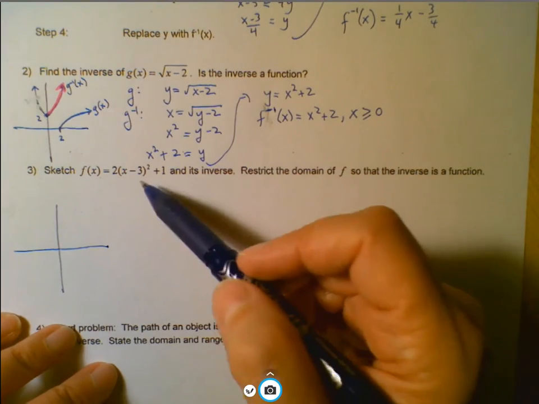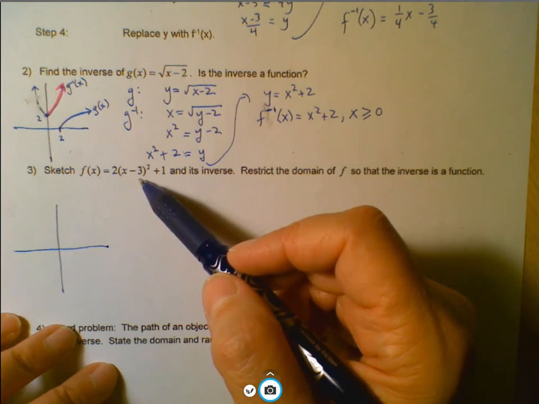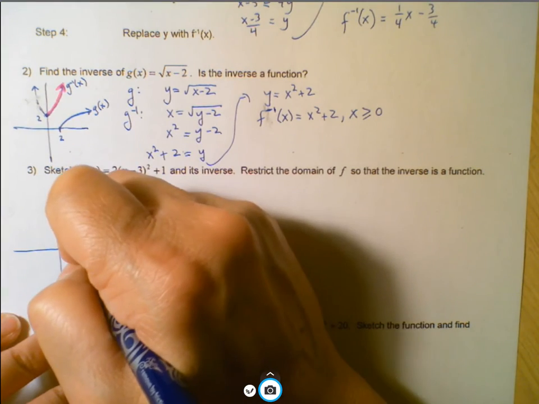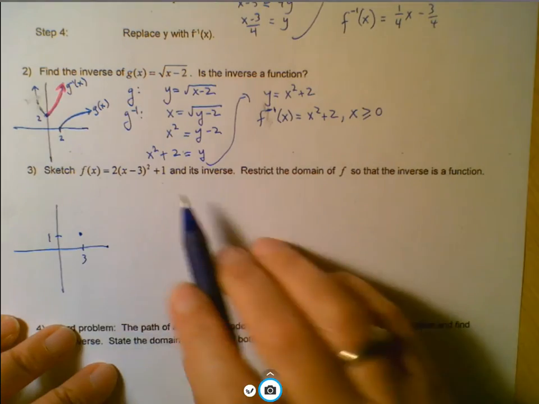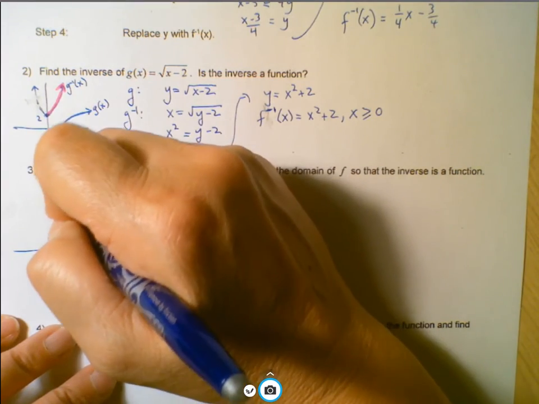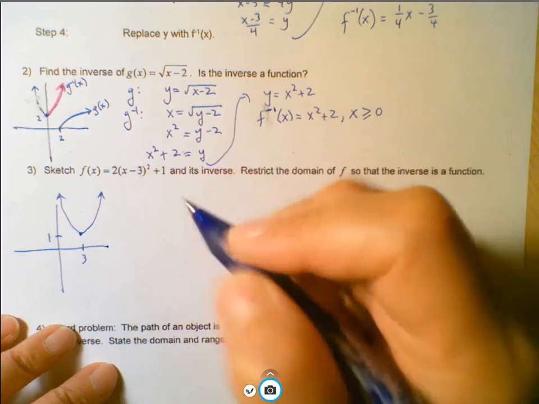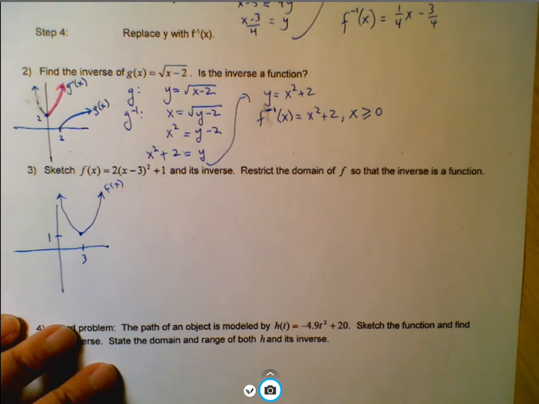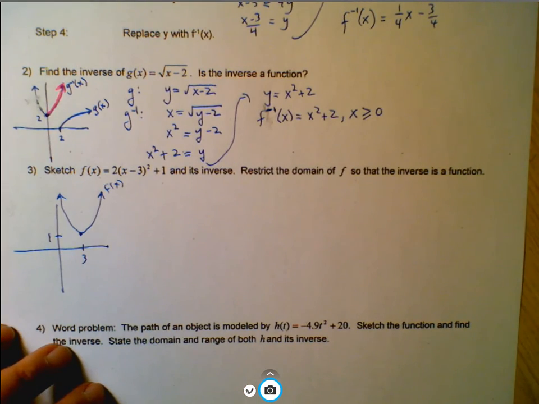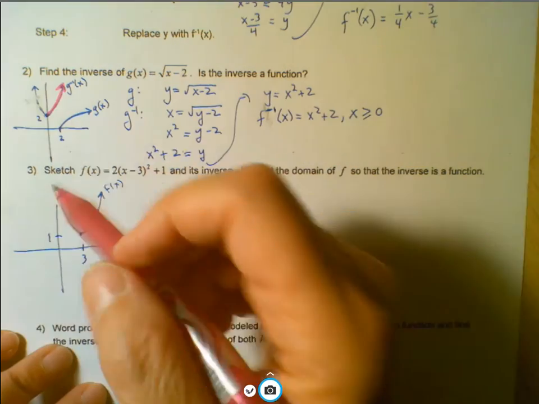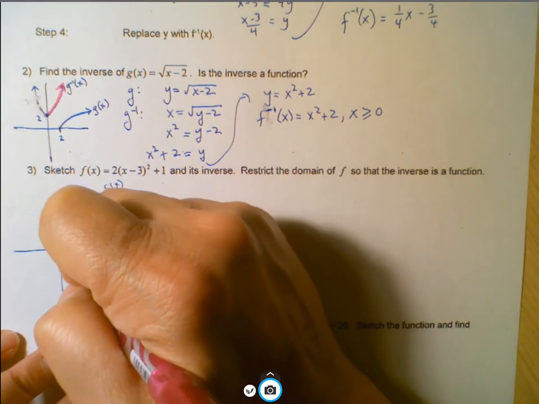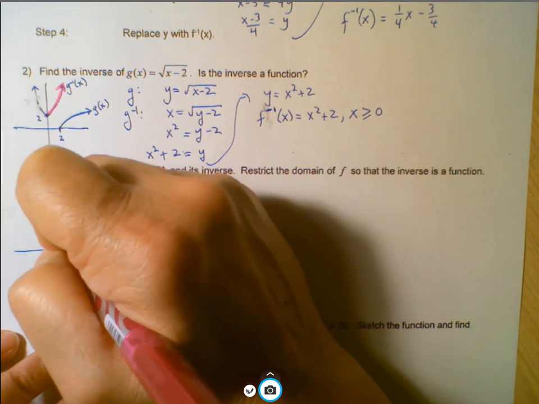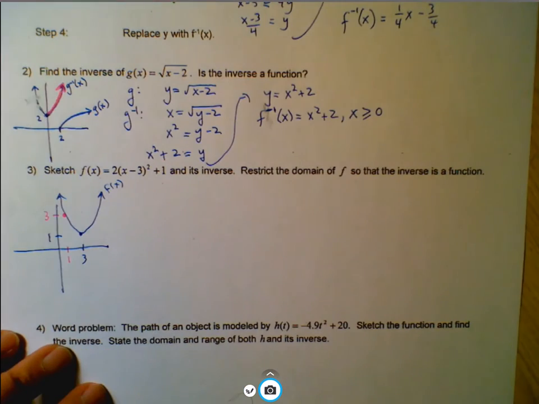Okay, so this one is a quadratic. It's got vertex at 3, 1. So I'm just going to put a 3 here and a 1 here. And I can see that it opens upward. Okay, and this is my f of x. Now let's see what the inverse is going to look like. So instead of 3, 1, I'm going to have a point 1, 3. So I'm going to have a point 1, 3, kind of right there. All right, so that's going to be for the inverse.